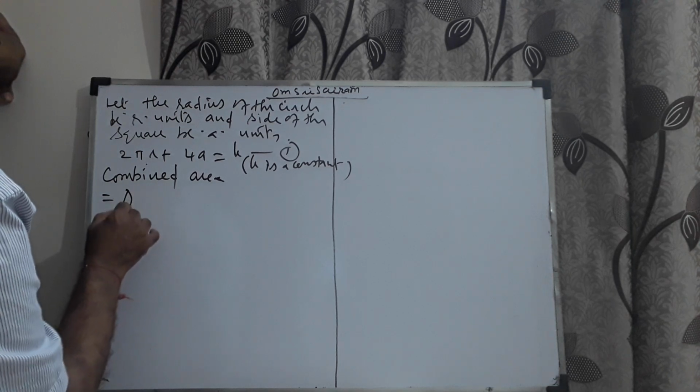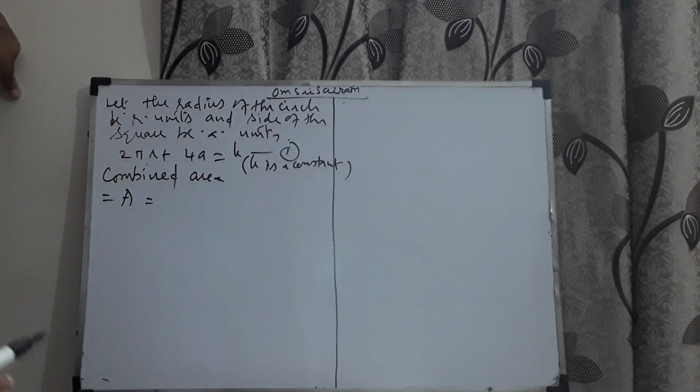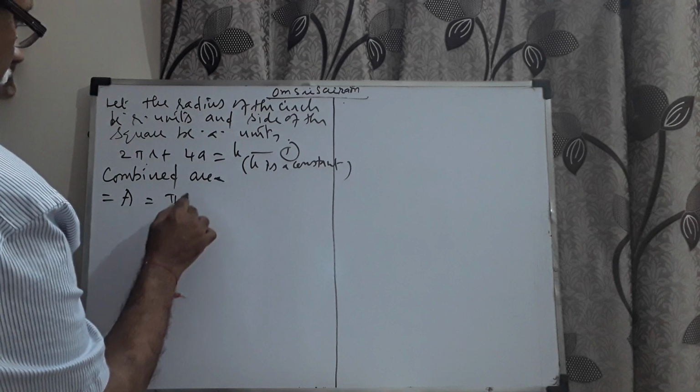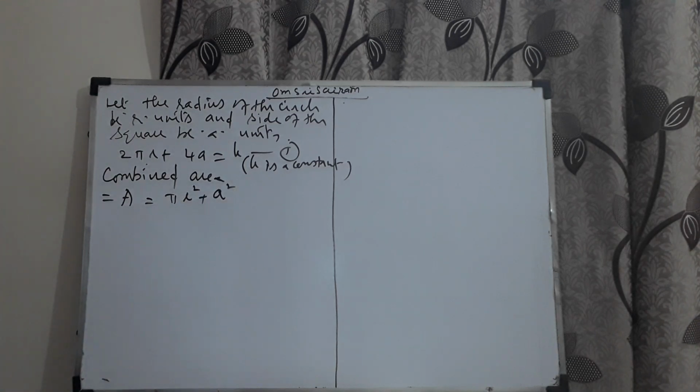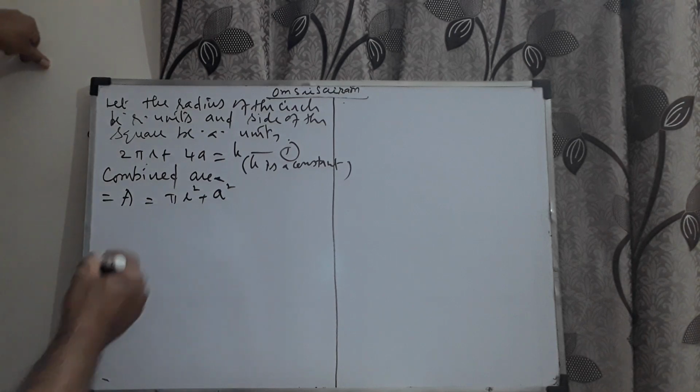Now combined area or sum of their areas, either way you can write. Combined area, I call it as capital A. Here it is nothing but pi r square plus a square. Area of a circle is pi r square and area of the square is side square, a square. But there are two variables involved, r and a. Either I should bring r in terms of a or a in terms of r. Either way you can do.